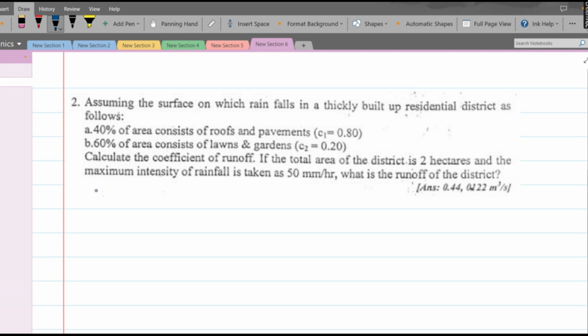Question number 2. Assuming the surface on which rain falls in a thickly built-up residential district is as follows. 40% of the area consists of roofs and pavements, whose coefficient of impermeability C1 is 0.80, and 60% of the area is covered with lawns and gardens, whose coefficient of impermeability is 0.20. Now we need to calculate first the coefficient of runoff, right?